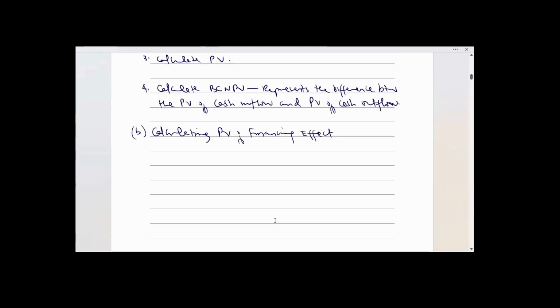So move on to financing effects. Now, when you want to calculate PV of financing effects, there are three major components that will make up present value of financing effect cash flow. The first one is to calculate present value of issue cost. You come and post it. Of course, generally it will be in brackets because cost is involved.